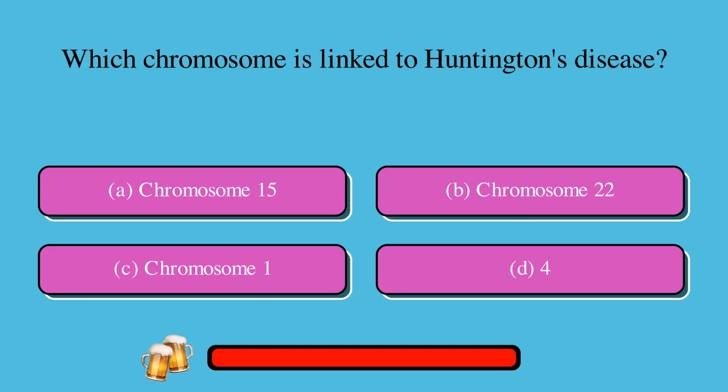Which chromosome is linked to Huntington's disease? A. Chromosome 15, or B. Chromosome 22, or C. Chromosome 1, or D. 4? The correct answer is D, 4.